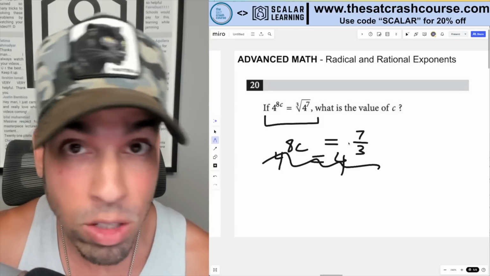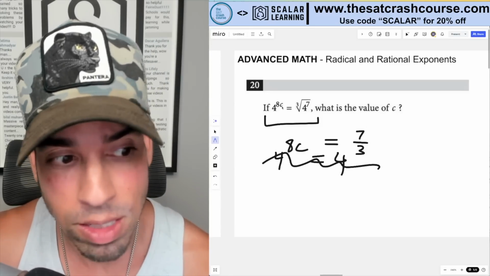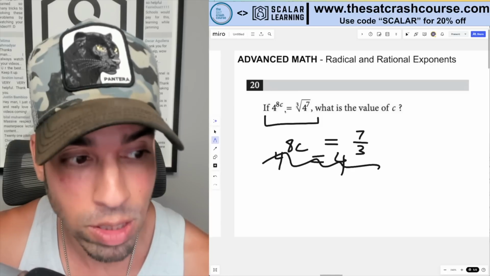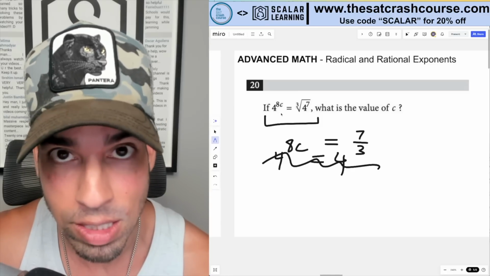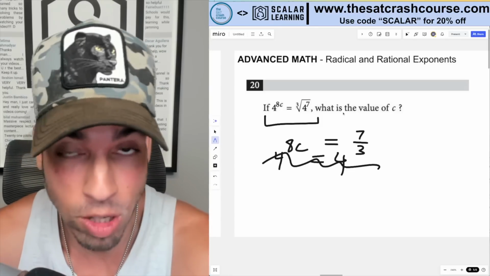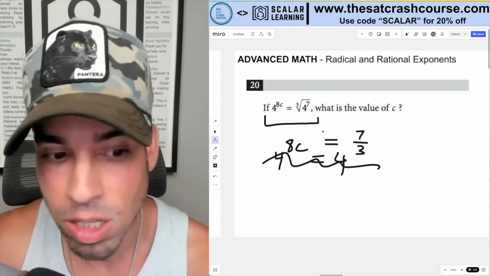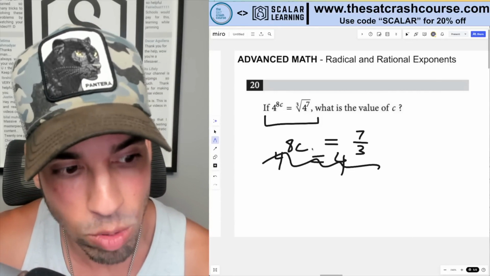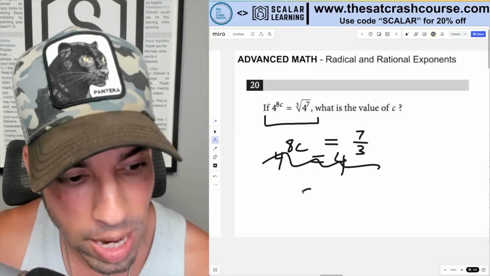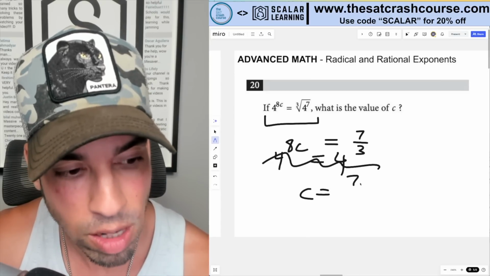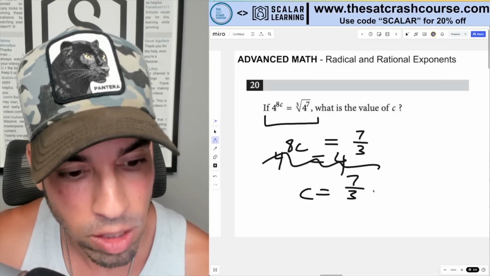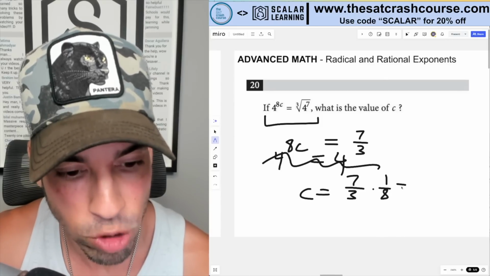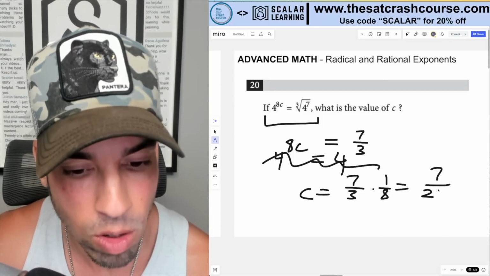The reason why I think you're going to see something like this is because this is going to be pretty difficult to just put into DESMOS and use a slider to get these to match up. I'm going to show you how you can kind of do that in a second, but this is going to be much easier. So now we know 8c is equal to 7/3. Divide both sides by 8, and c equals 7/3 divided by 8, which is the same as times 1/8, which means the final answer is 7/24.